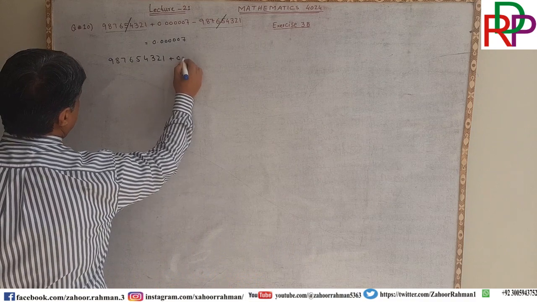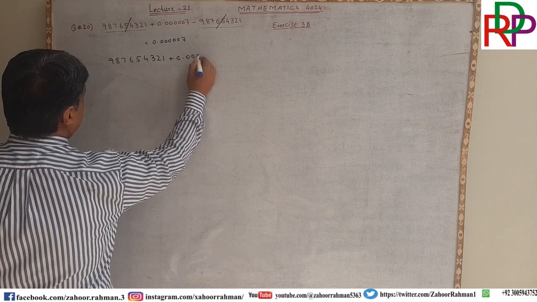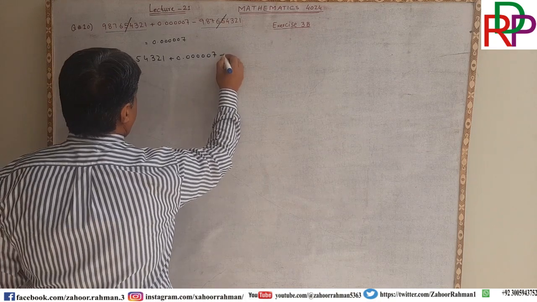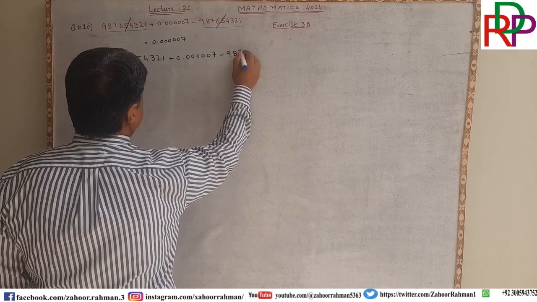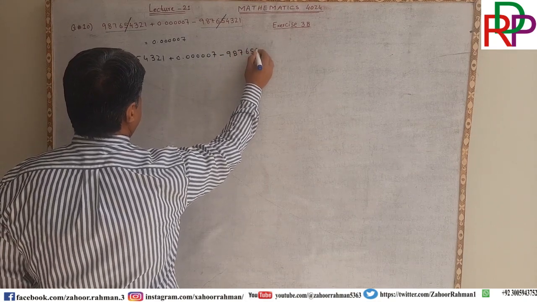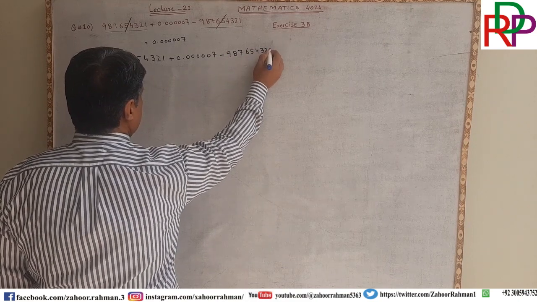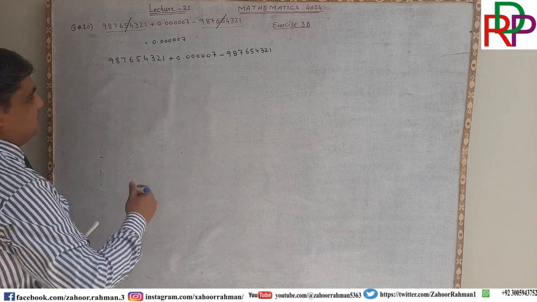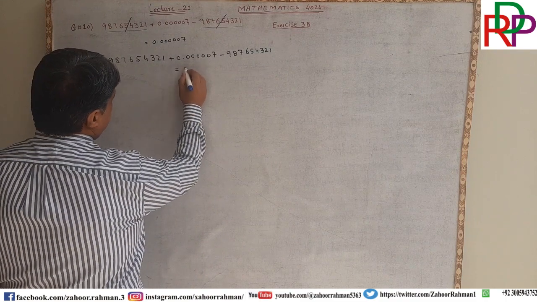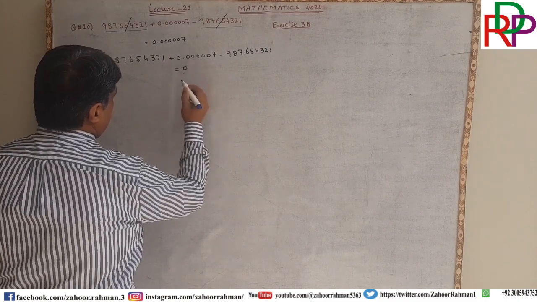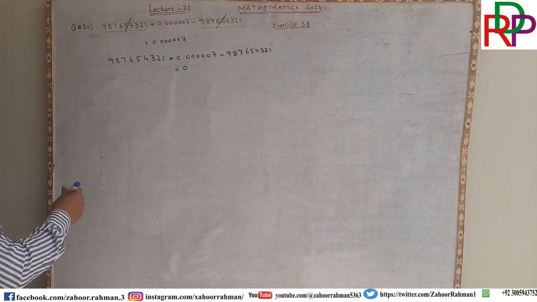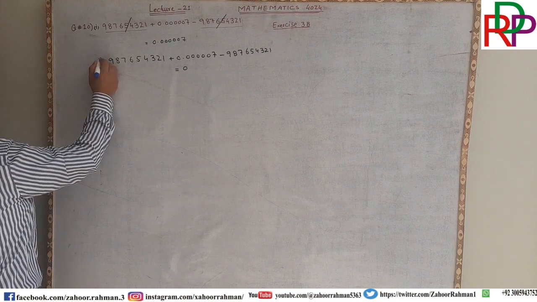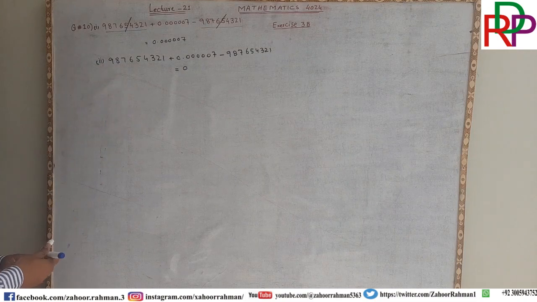987654321 plus 0.000007 minus 987654321. Ladies and gentlemen, when we use the calculator, they give us the value as 0. This is part number 1 and this is part number 2.